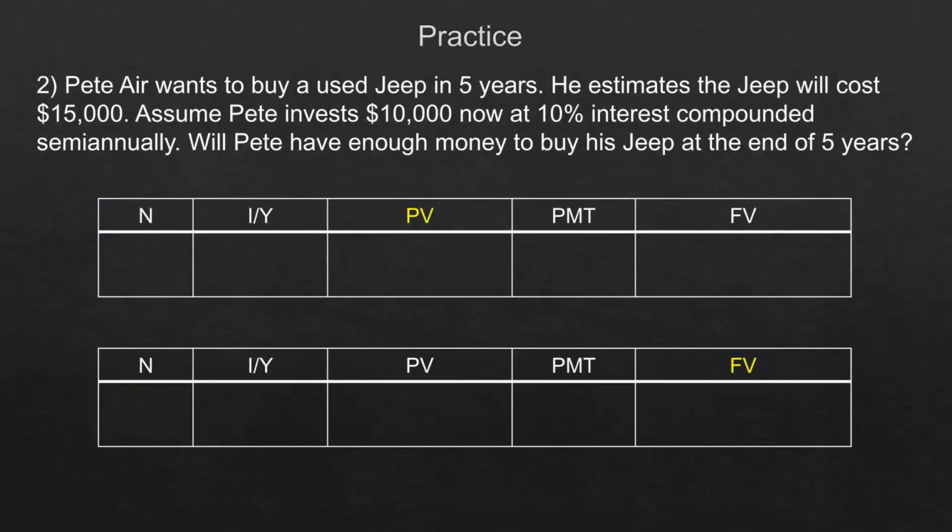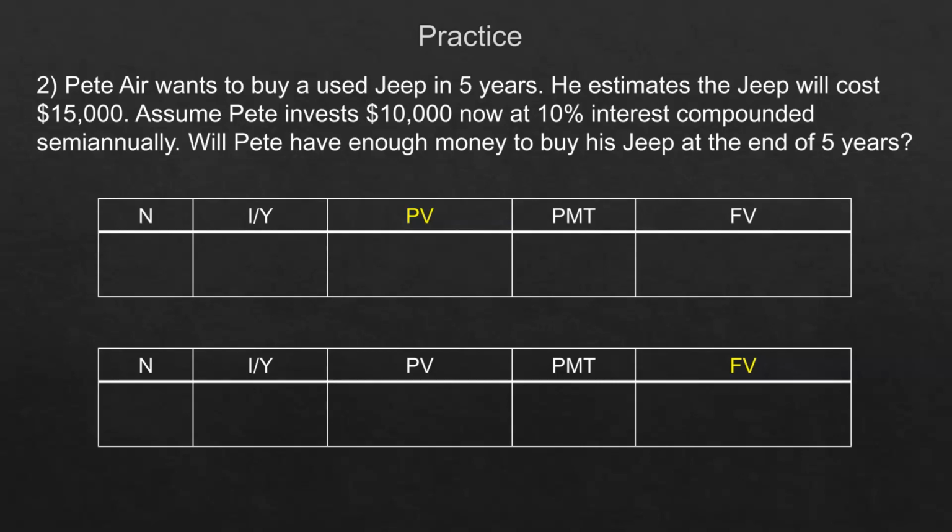Okay, so on this question I'm going to show this 2 ways. I thought this was interesting, and that's the reason why I wanted to show you both ways. Pete Ayer wants to buy a used Jeep in 5 years. He estimates the Jeep will cost him $15,000. Assume Pete invests $10,000 now at 10% interest compounded semi-annually. Will Pete have enough money to buy his Jeep at the end of 5 years? So we're going to show this both ways. We know the present value that he has. We know the future value that he needs.